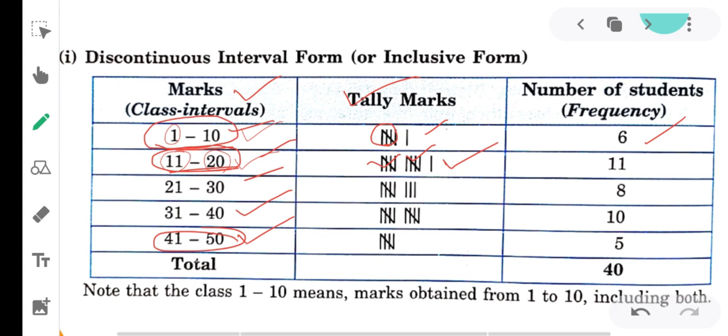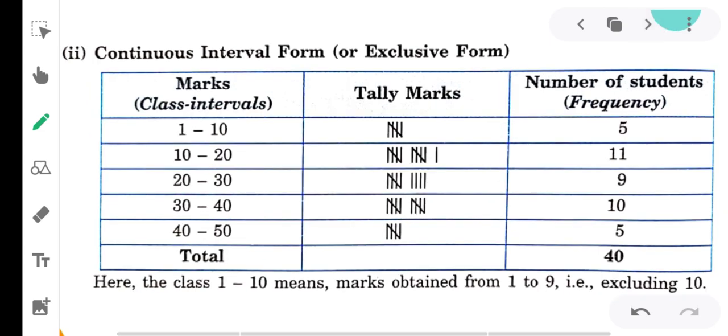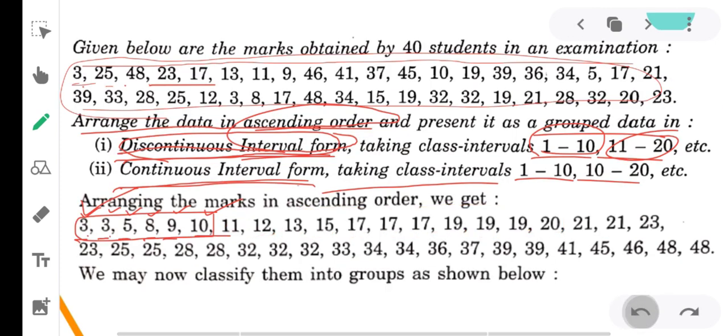Then continuous interval form, or you can say exclusive form. In exclusive form the class intervals will be like 1 to 10, 10 to 20, 20 to 30, 30 to 40, 40 to 45. In the class interval 1 to 10 we will include the numbers between 1 to 10, and we will include number 1 also, but we will not include 10. Clear? Now look at the data. We will include the numbers between 1 to 10 and 1, but we will not include 10.